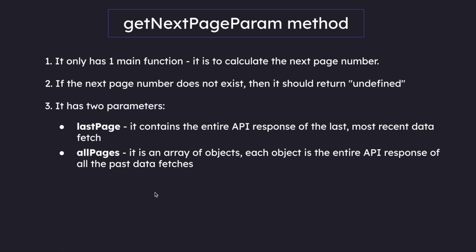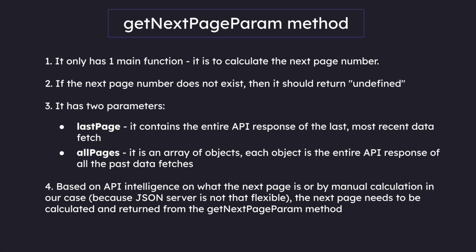So based on all this information that we have, we have to calculate the next page number and return it to use infinite query. If the page number does not exist, then it is undefined, based on the API intelligence on what the next page is. So what this section of the line means is, if the API were to support pagination, along with the response, it also gives you data about the next page. But in our case, the JSON server does not give us that information. So we have to do manual calculation.